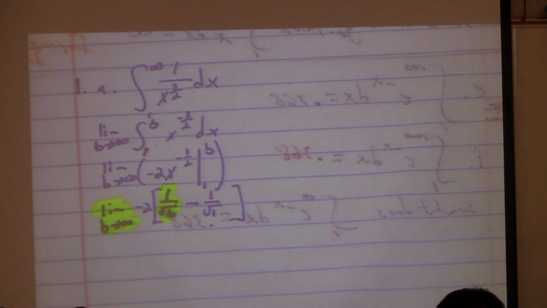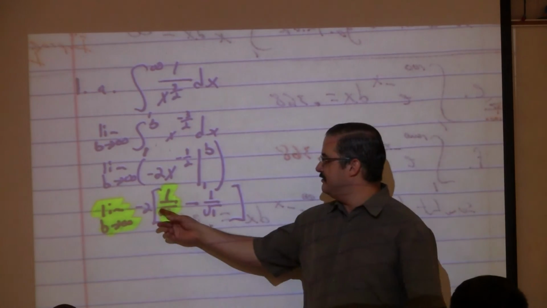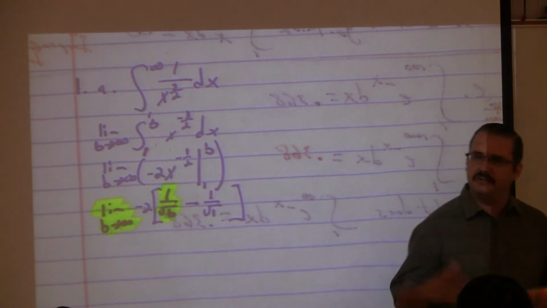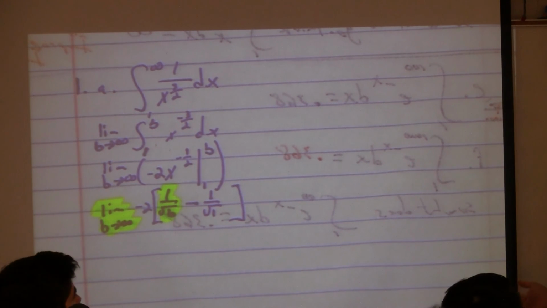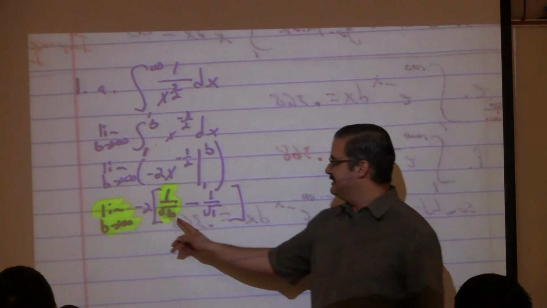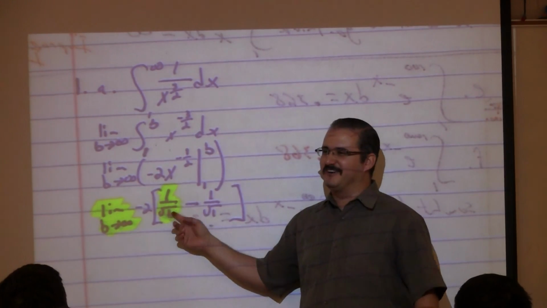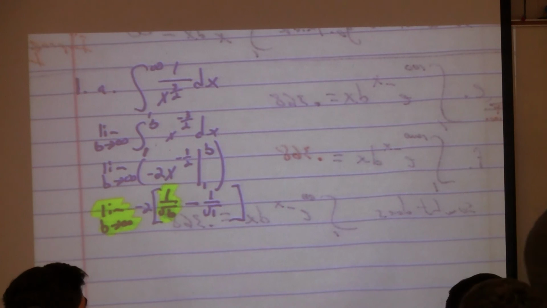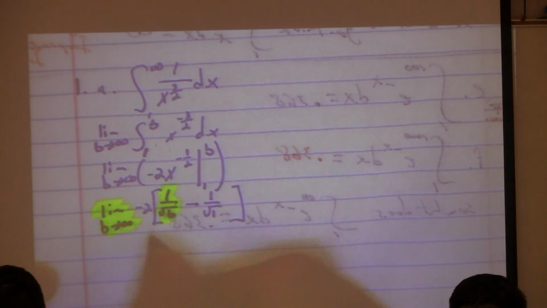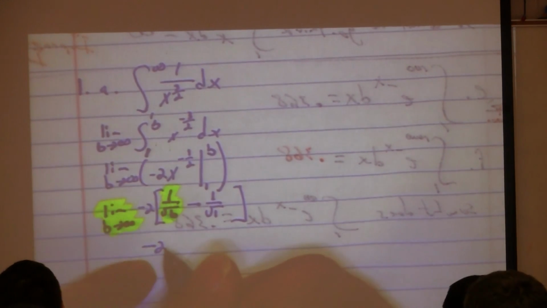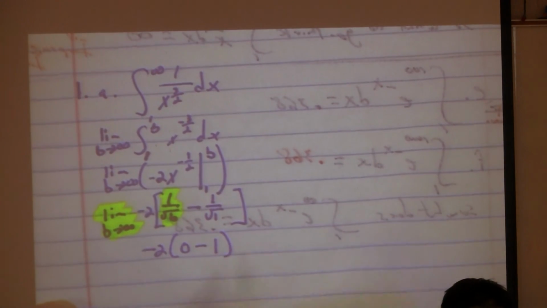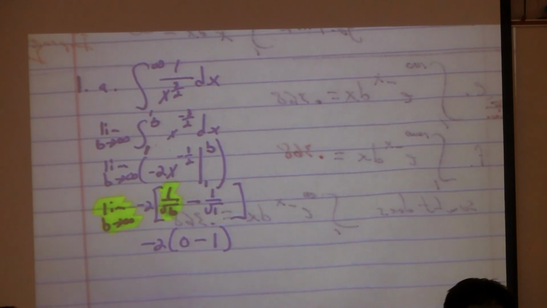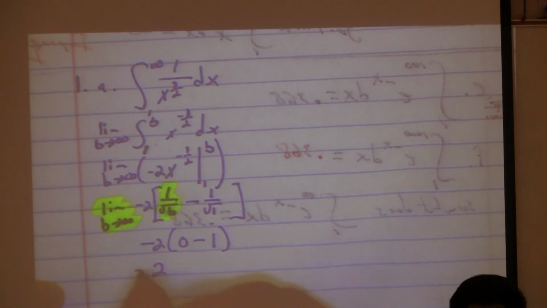So what's going to happen if I get the square root of a very large number, let's say infinity? The square root of infinity is infinity, since infinity times infinity is infinity. So 1 over infinity is basically 0. Here we can stop writing the limit, because we've already taken it. Negative 2 times 0 minus 1, what does this give us? 2. Perfect.